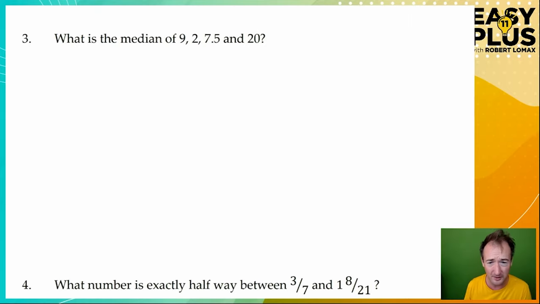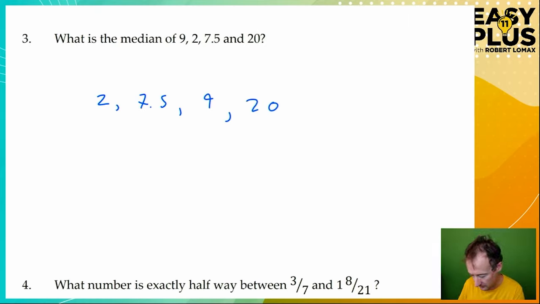Now we've got another median question. This looks easy. Let's just apply the same method. First, we need to write them in order. And now we do the same thing. So now we've got two numbers in the middle. So what do we do here?